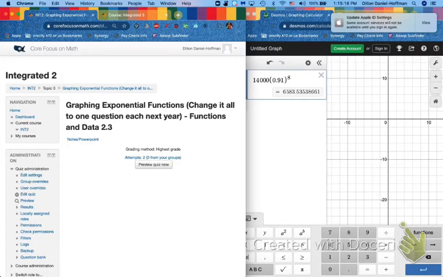Graphing exponential functions. You will see this note to myself: change it all to one question each next year. I attempted to do that just now, but it turns out I cannot do this until the end of the school year when all the data has been reset, because I can't figure out where these two attempts come from. So it's going to be annoying, but we'll get through it, and maybe when you do this later on, it'll be better. If not, we'll just have 2 assignments per page because that's the way it was created before.